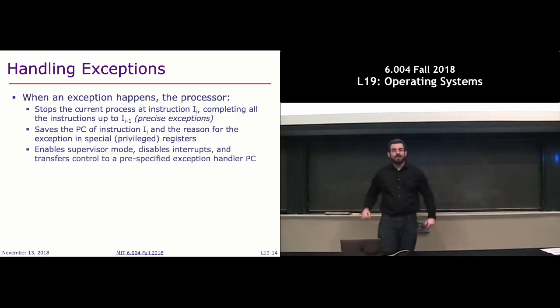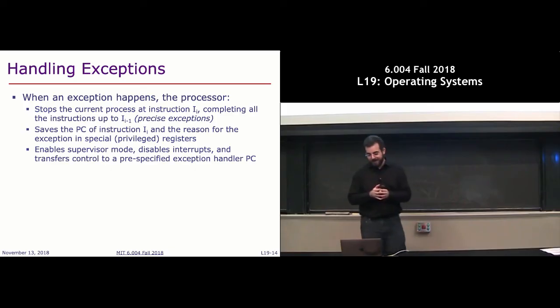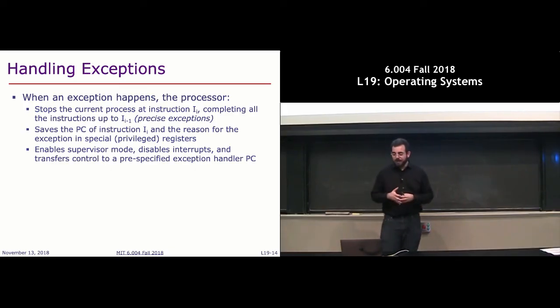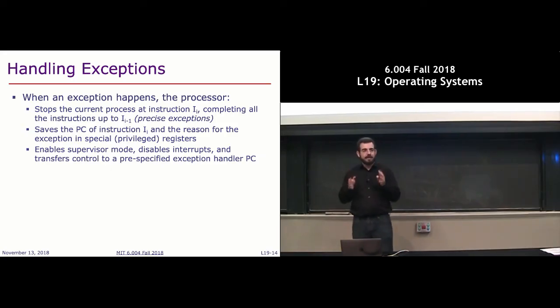And then it's going to toggle the supervisor bit, a bit that decides whether we are in supervisor mode or user mode. So it's going to enable supervisor mode, and it's going to disable interrupts so that the OS doesn't get interrupted when it's trying to handle this event. And then it transfers control to a pre-specified PC, a pre-specified address.